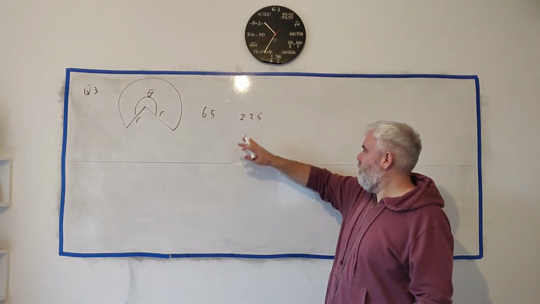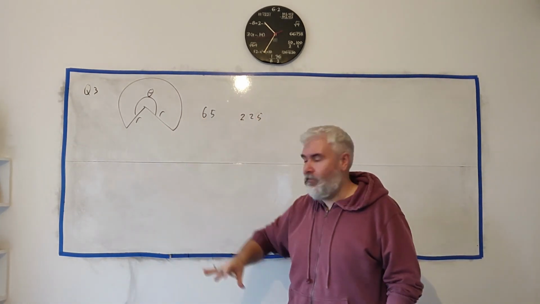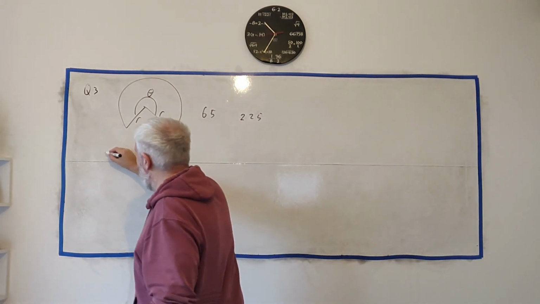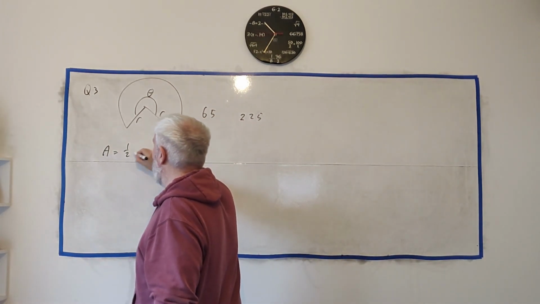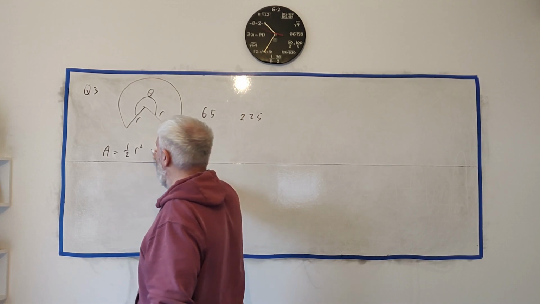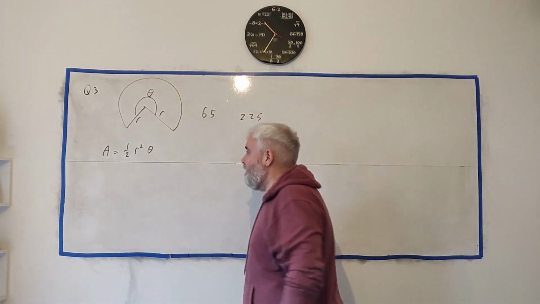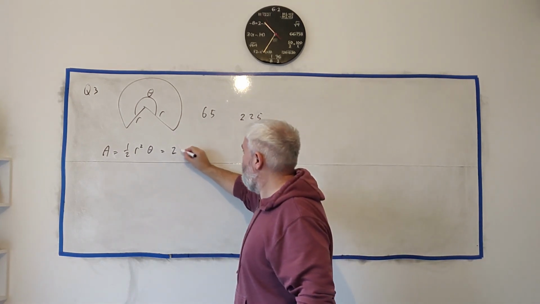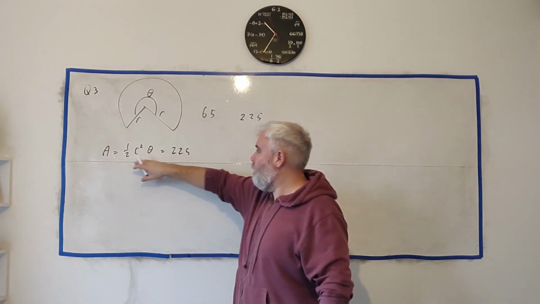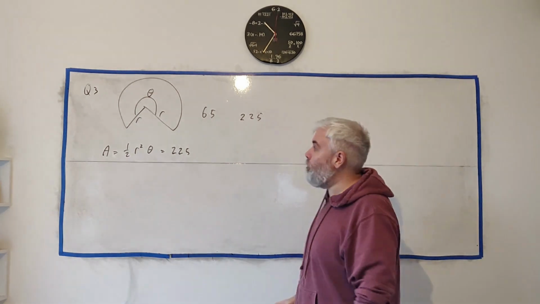And let's get a formula for the area of a segment of a circle. And we're given this, the area of that is equal to half r squared theta, where r is r and theta is theta. So that's just equal to 225. 1 equation, 2 unknowns. Okay, we need more than that.